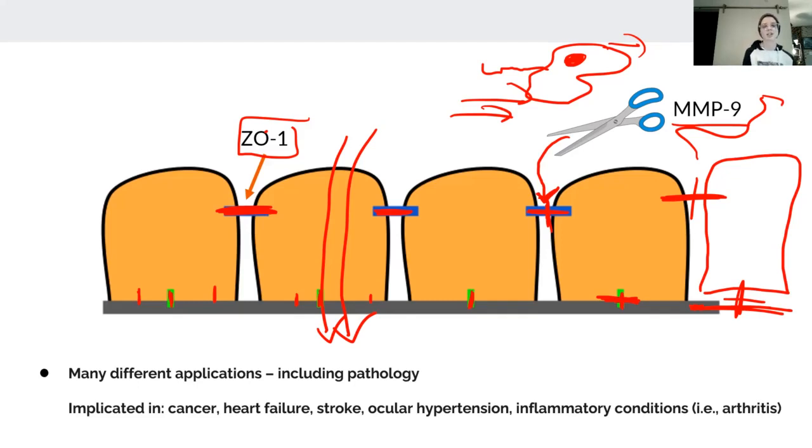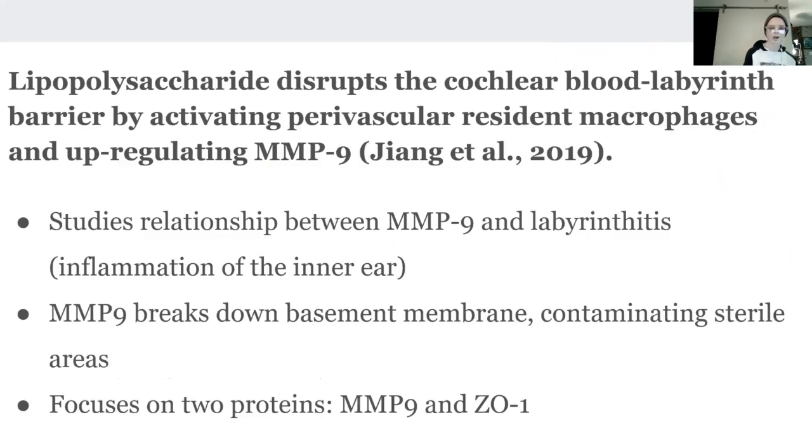And some of these you can kind of see how the system might play in, but some of them are a little less obvious and take a little more thinking to understand how this basement membrane string and scissors approach might play in, right? And hearing loss is one of those. It's not immediately obvious. And so we're going to spend quite a bit of this talk discussing how MMP-9 and ZO-1 play together to cause hearing loss.